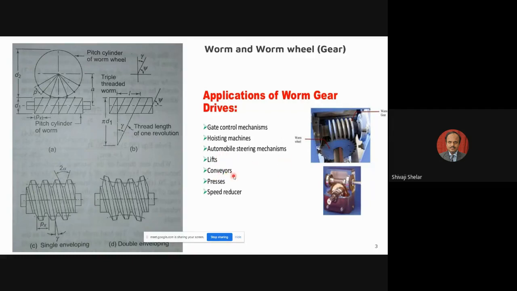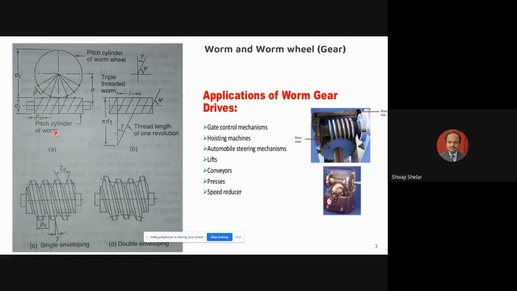Then there are some conveyors. If you require a very large amount of force for any press application, hydraulic press or mechanical press application, and if you want very sudden, large speed reduction, as expected in certain devices such as indexing mechanisms, we use the worm and worm wheel.